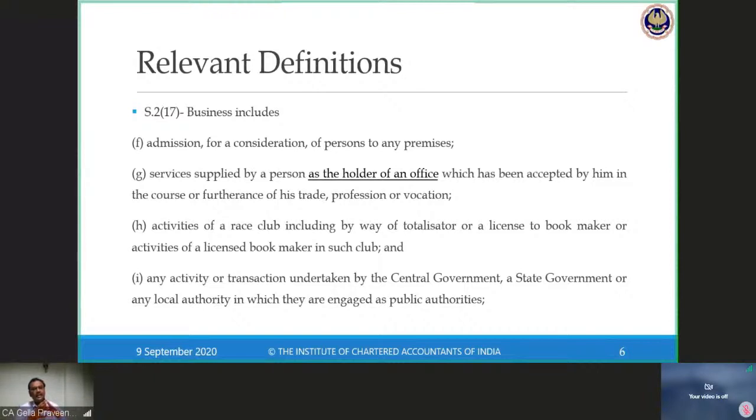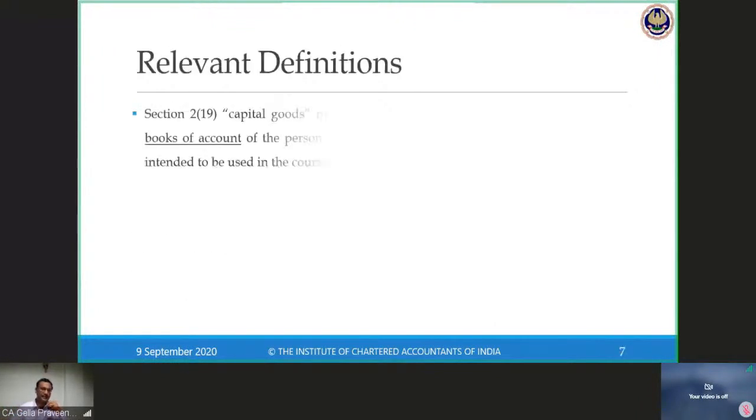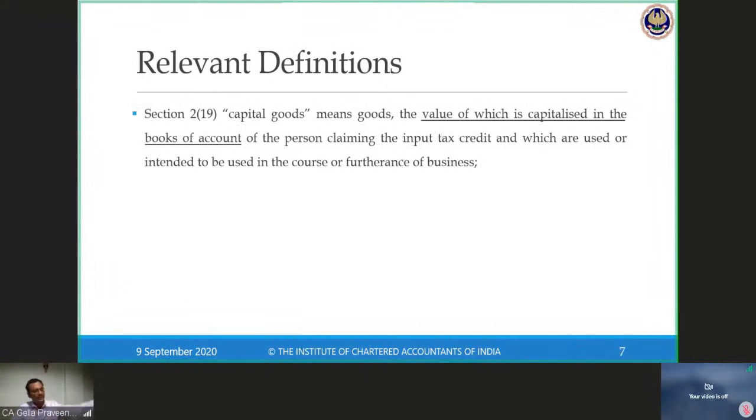Again, any activity or transactions covered by state government or central government or a local authority where they are engaged as a public authority. So if there is a government undertaking where they are engaged as a public authority, which they are not involved in as an undertaking of a government, rather it is a public undertaking or a public institution which is supposed to get registered as a business, yes, that is also covered under the definition of business. Next, definition of capital goods.